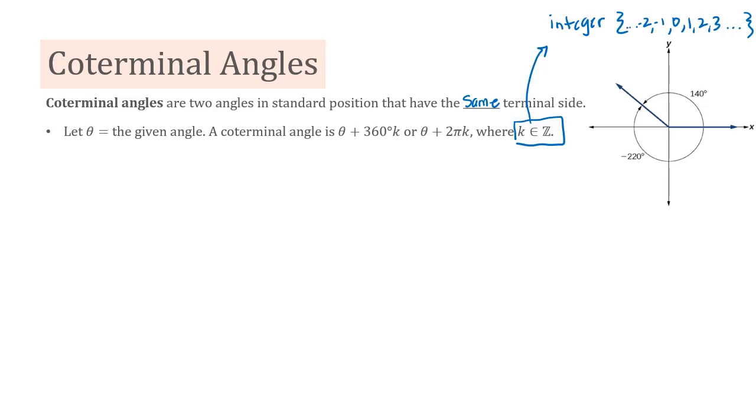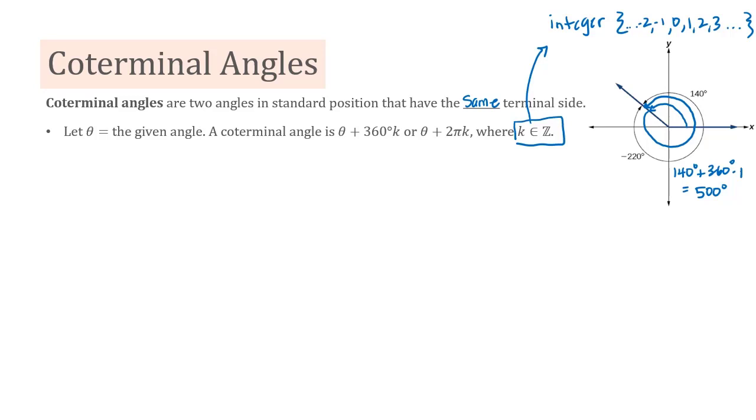So what we're really saying with this formula is that if we have a given angle, say 140 degrees, and I add to that 360 degrees times 1, that's going to get me a coterminal angle. 140 degrees plus 360 degrees would be 500 degrees. All that says is if I go to 140 degrees and then add a full rotation and go back to where I started, although they measure different spaces, they share the same terminal side.